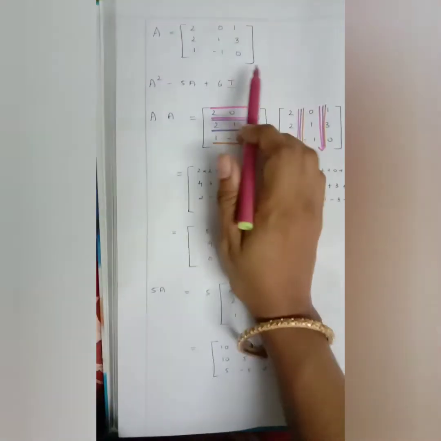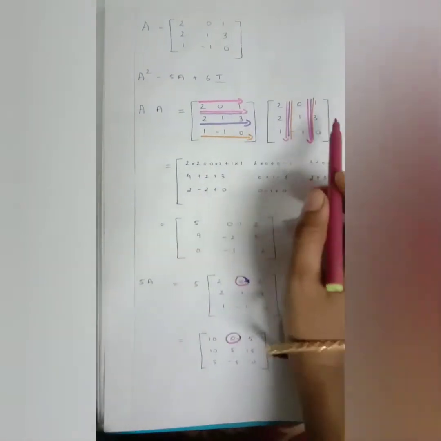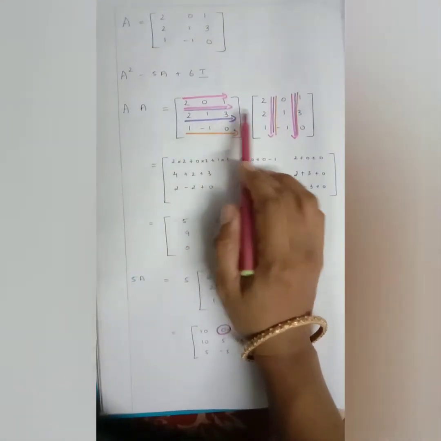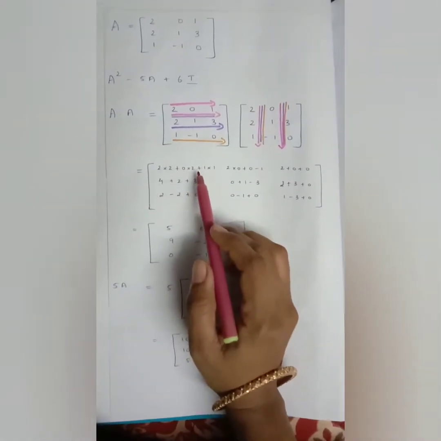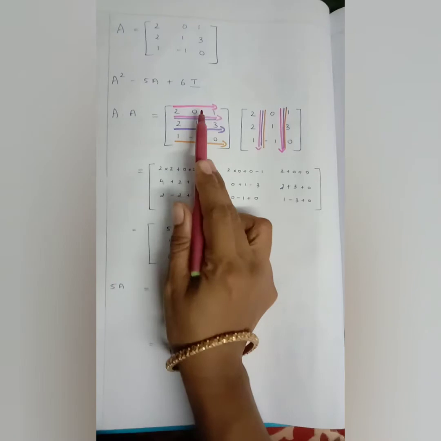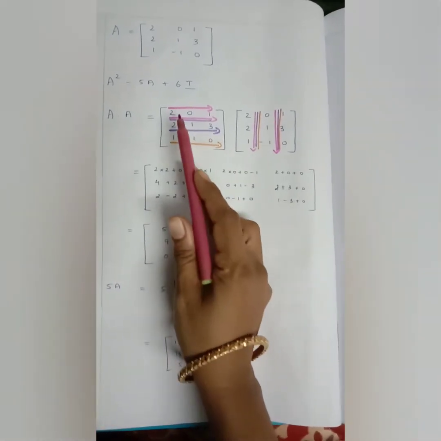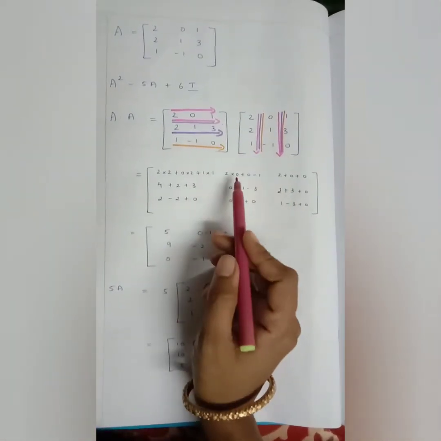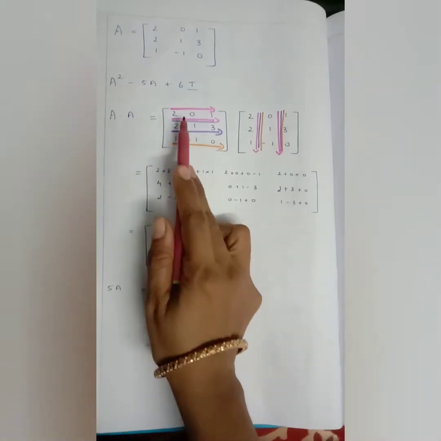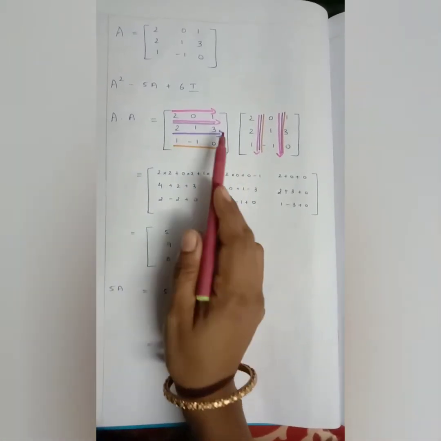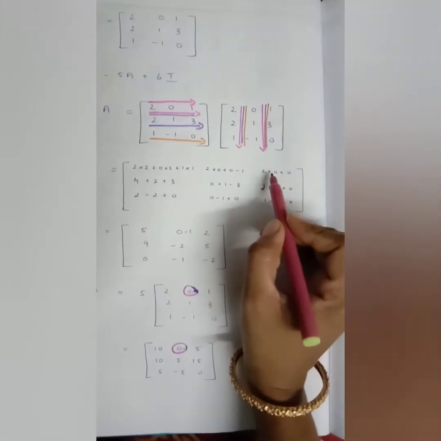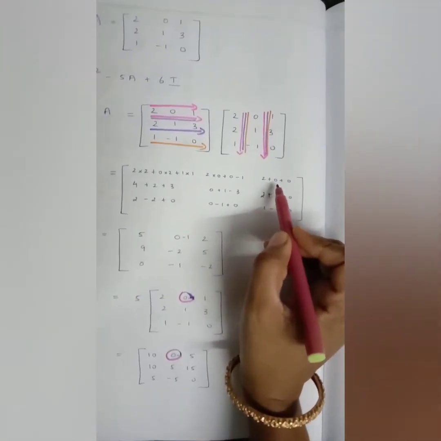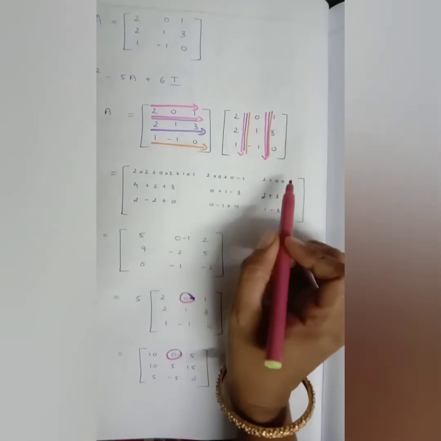So A squared is nothing but A into A, right? That is first row, first column: 2 into 2 plus 0 into 2 plus 1 into 1. Next, first row, second column: 2 into 0 plus 0 into 1 plus 1 into minus 1.